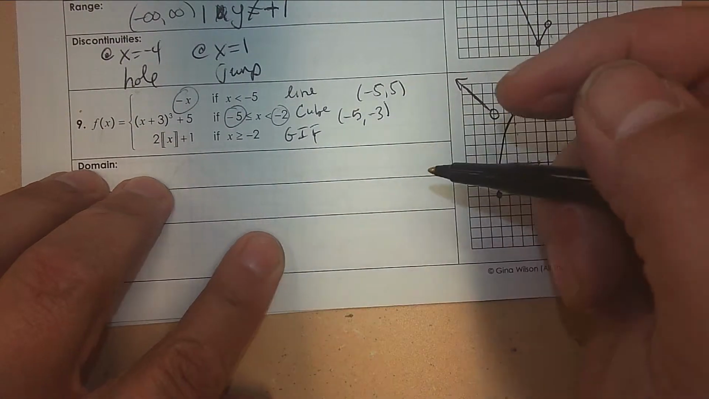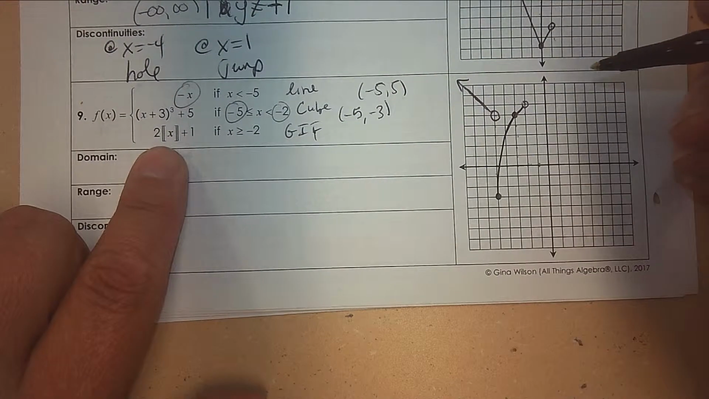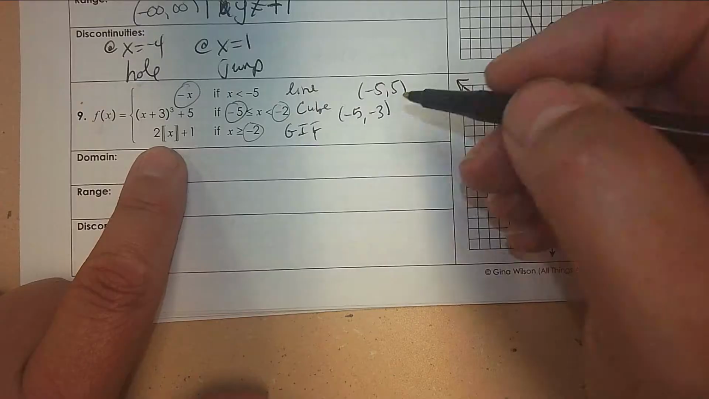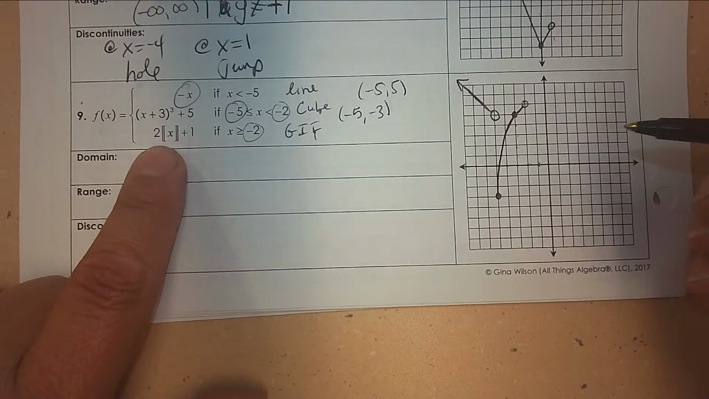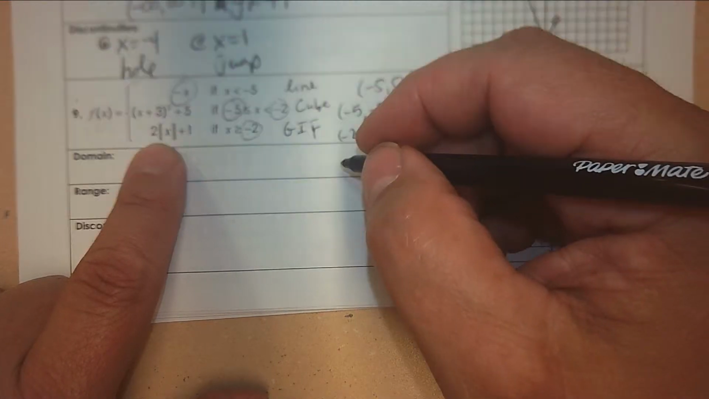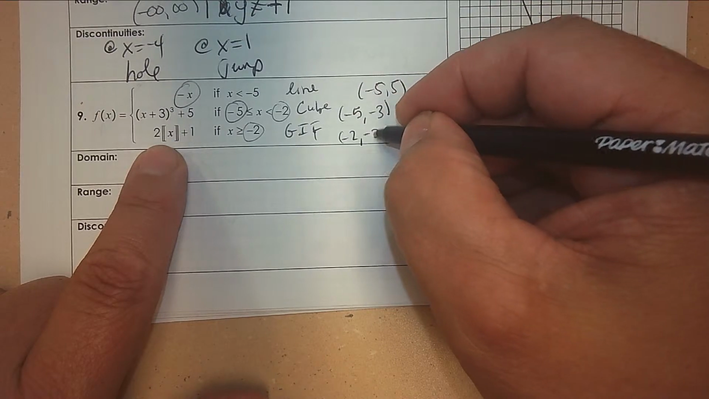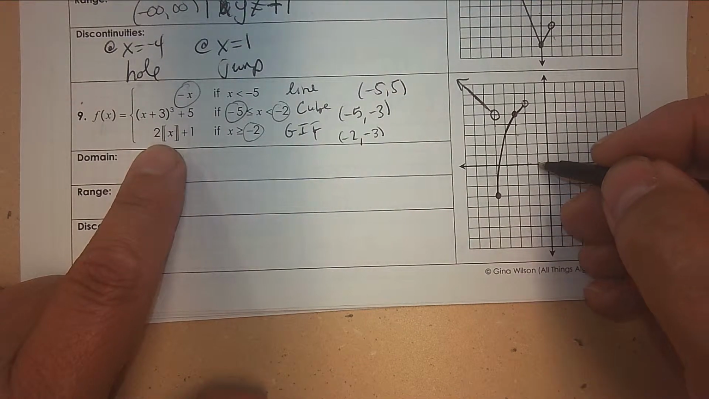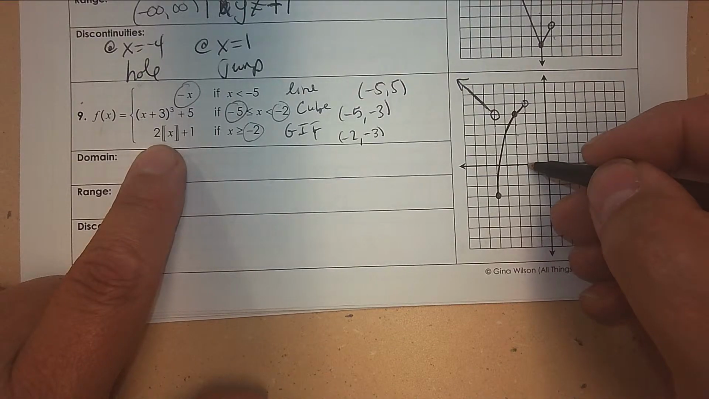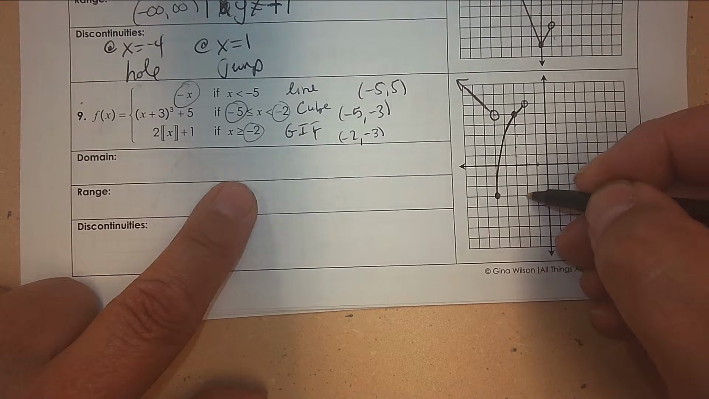And then the last piece is a greatest integer function, which is like steps. So I'm going to start with -2. When it's an integer, it is what it says. So it's going to be -2. And 2 times -2 is -4, plus 1 is -3. So at -2, we get -3. That's a point right there.